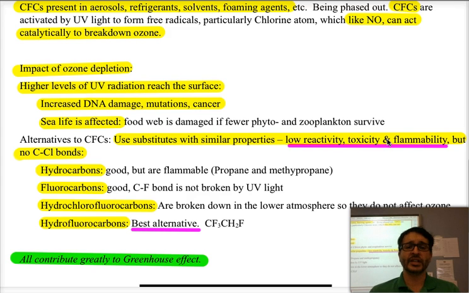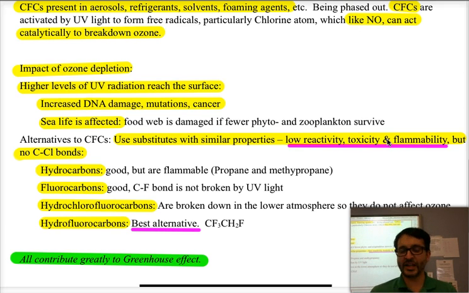and in order to do this, we are going to look for substances that have similar properties to CFCs, in that they are gases, first of all, obviously, that they have low reactivity, low toxicity, low flammability, but have no carbon-chlorine bonds that can be broken by the ultraviolet light. So some of the alternatives, hydrocarbons, are good. They're low reactivity and low toxicity, but unfortunately they're flammable, so that's not great. And, of course, they all have a small amount of greenhouse effect.